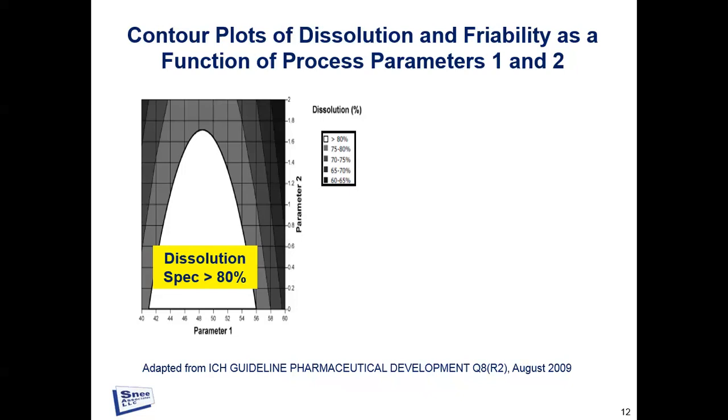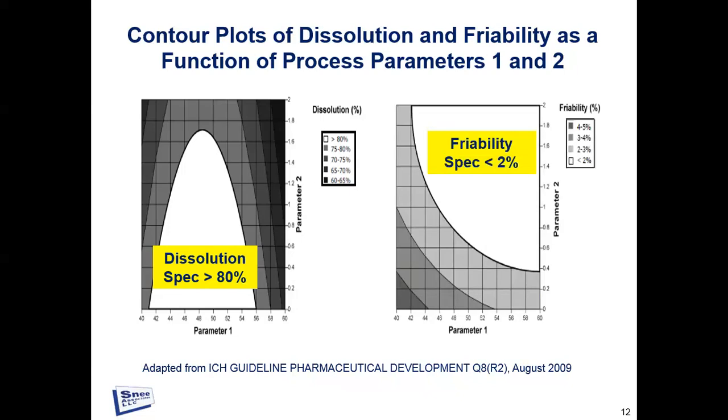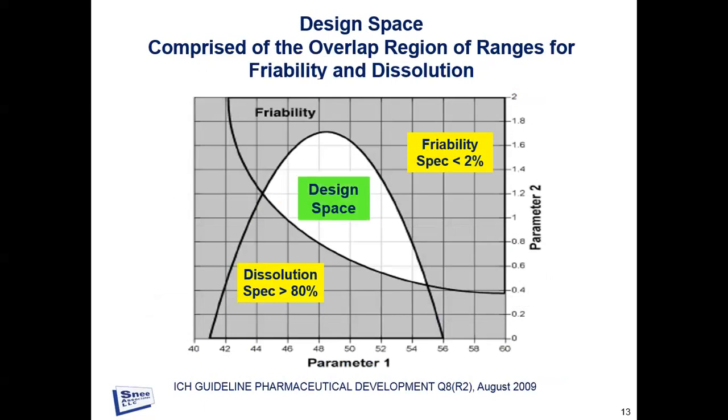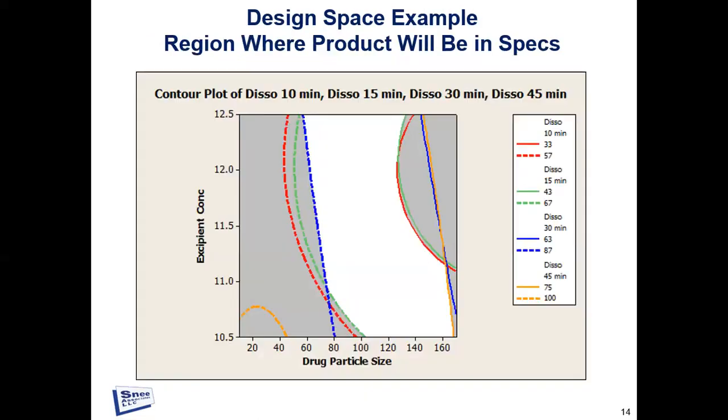Now, as with all products, there's more than one characteristic that defines it, and for a pharmaceutical tablet, another key variable is friability. In this case, the specification is less than 2%. The white area is the combination of process parameters 1 and 2 that will have friability less than 2%. Of course, what you'd like in your product definition is dissolution greater than 80% and friability less than 2%. When you overlay those two contour plots, you get something which looks like this, and the white area in the middle is what we call the design space or the region of operability. Those are the combinations of process parameters 1 and 2 that will meet the specifications of dissolution greater than 80% and friability less than 2%.